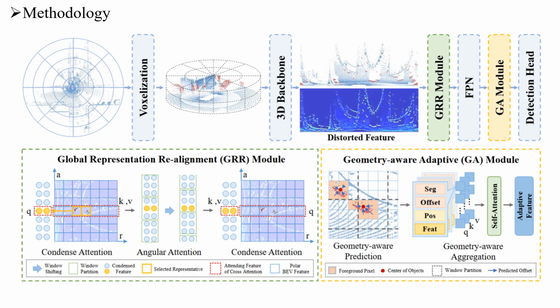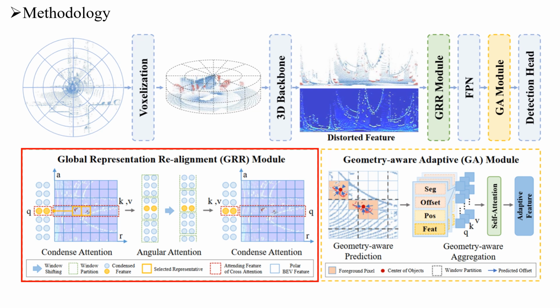To tackle the problem of feature distortion, we designed two targeted modules, the Global Representation Realignment and the Geometry-Aware Adaptive module. We first introduced the Global Representation Realignment, a simple yet effective module that applies attention to those essential features for global alignment. The idea behind this design is based on the observation that the spatial resolution of polar grids varies depending on the range and azimuth. With such differences, two identical objects in different locations could occupy a different number of pixels.